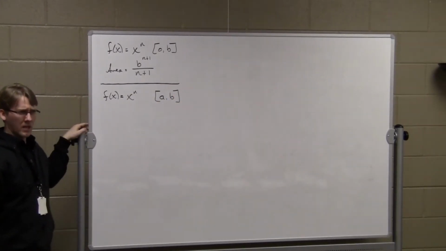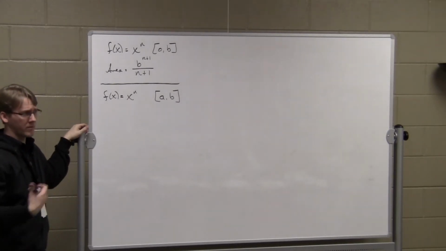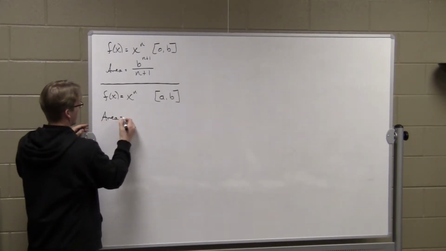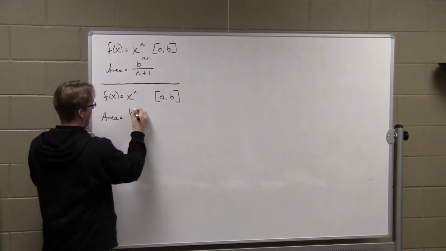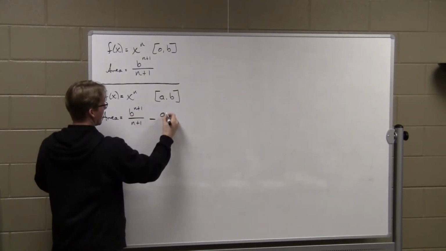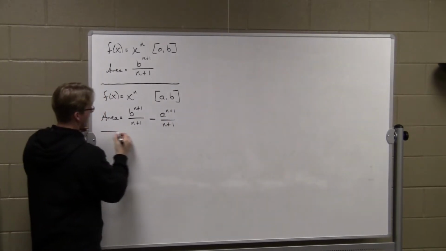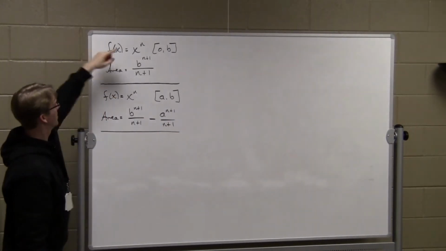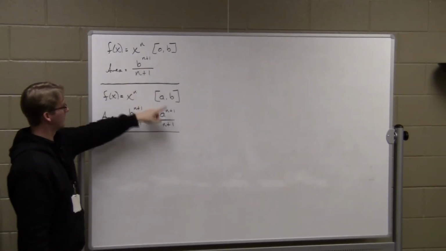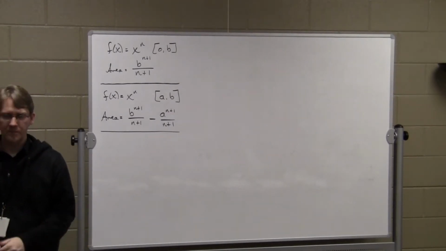Do you remember what we did for that? You went from 0 to b, then went from 0 to a, and then subtracted it, so the area would be b to the n plus 1 over n plus 1 minus a to the n plus 1 over n plus 1. So these are the two. This one starting at 0, this was more generic if we start at some other point, and obviously if a were 0 in this case, this part would get washed out, so it wouldn't really matter anyway.